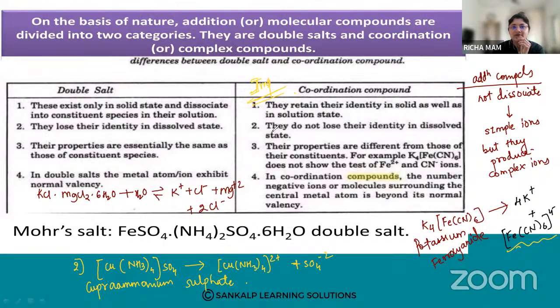Is it clear up to what are addition compounds, what is a double salt, what is a coordination compound, with the examples? Yamuna and Harshita have understood. What about the others? If you find any difficulty at any point, you can ask.